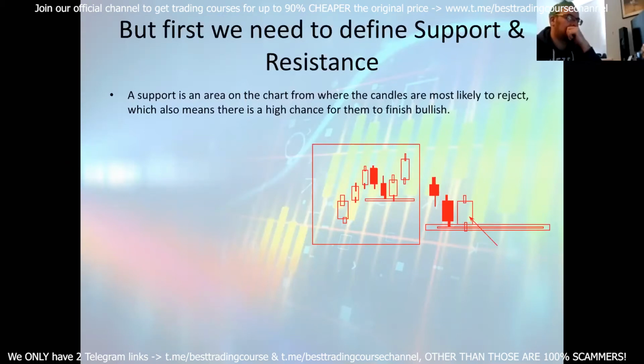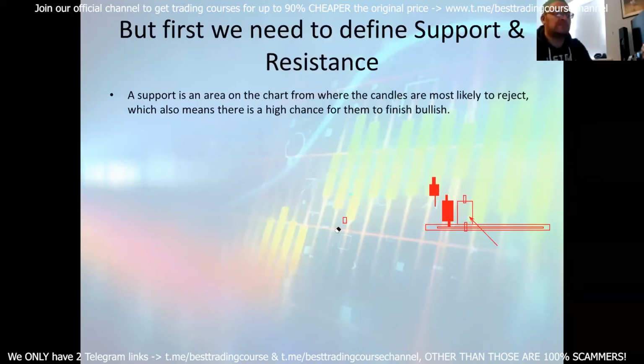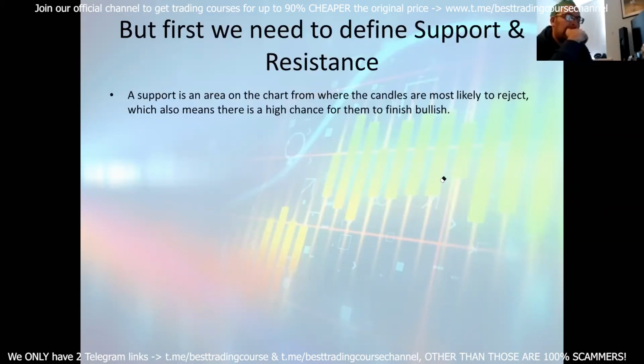But what I'm trying to explain is, what is a support, right? A support is where price moves bullish. That's what a support is. Whenever you're looking at prices going bullish, whenever you're looking at bullish candles, or any bullish movement on the chart, you have to identify where is the support. Because if price is going bullish, man, it's going up from a support. This is the first thing you need to identify, a support.